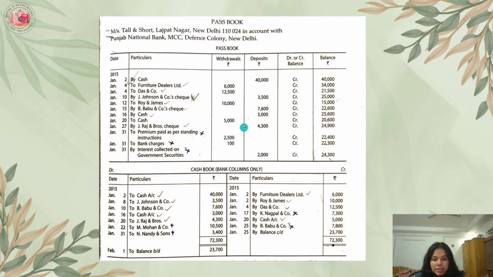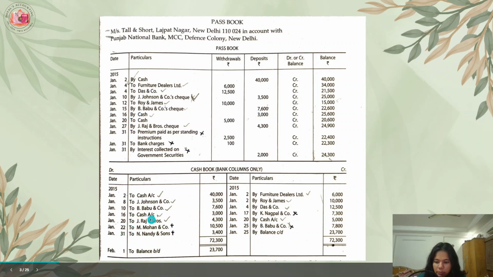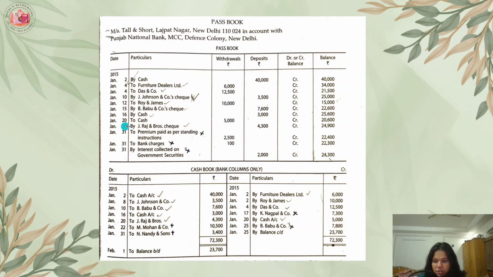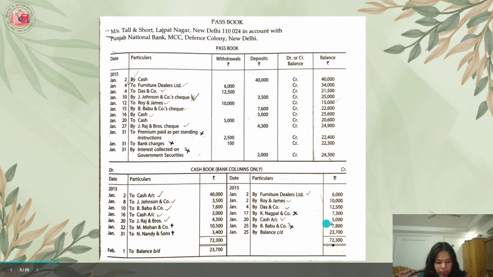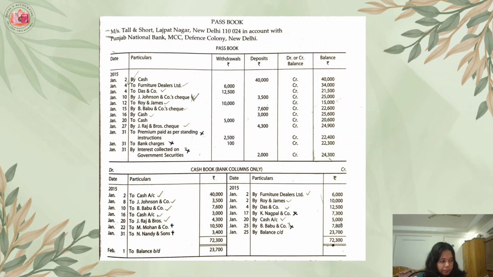On January 16th, cash of 3,000 has been deposited. Jan 20th, 5,000 rupees have been withdrawn. Then we have by J Brothers and Company, check, 4,300 deposited.